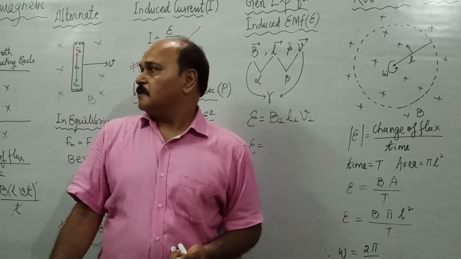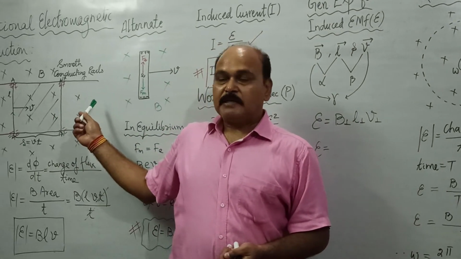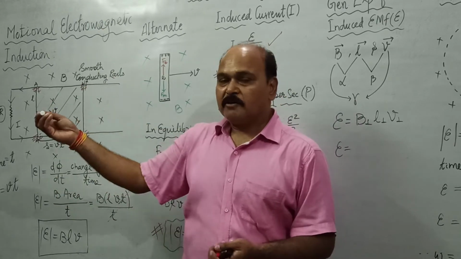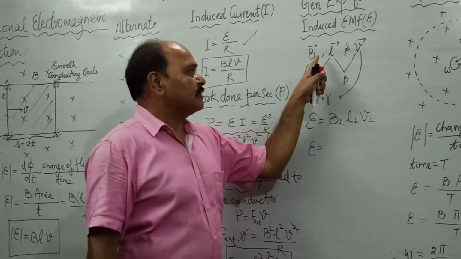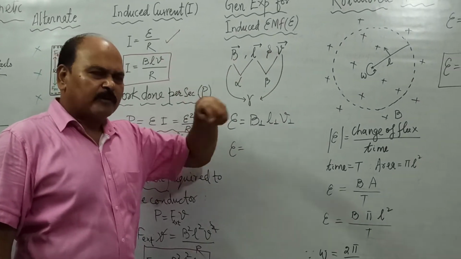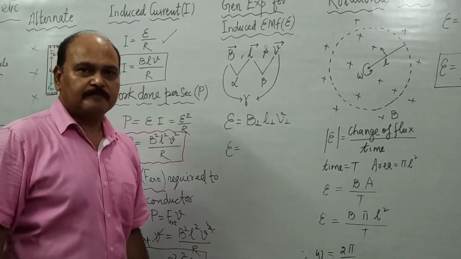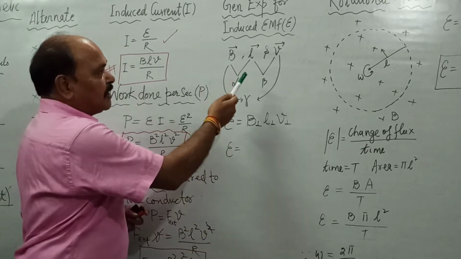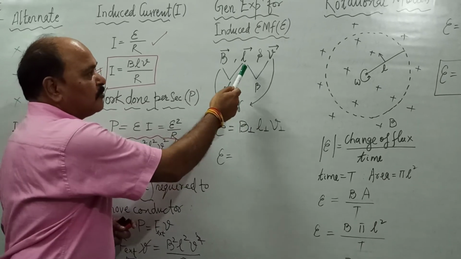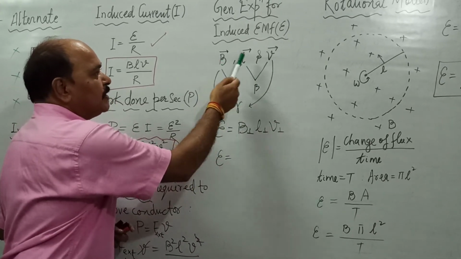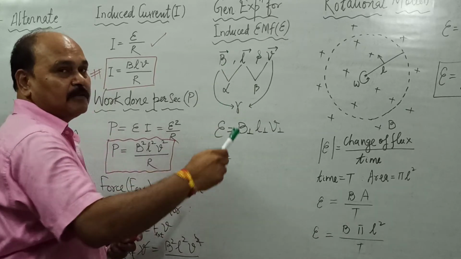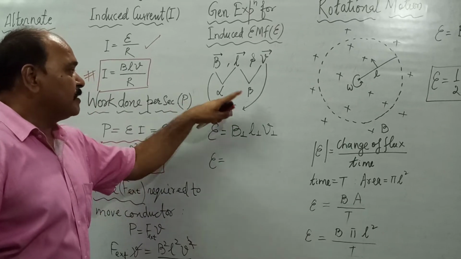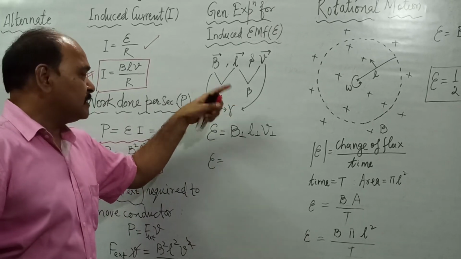Well, you see here the velocity is along positive x-axis, the length of the conductor is along y-axis, and magnetic field is along z-axis. So all three vectors are perpendicular to each other. What if these vectors are not perpendicular to each other? Let us say angle between B and L is alpha, angle between L and V is beta, and angle between V and B is gamma. So in this situation, they make angles alpha, beta and gamma with each other.